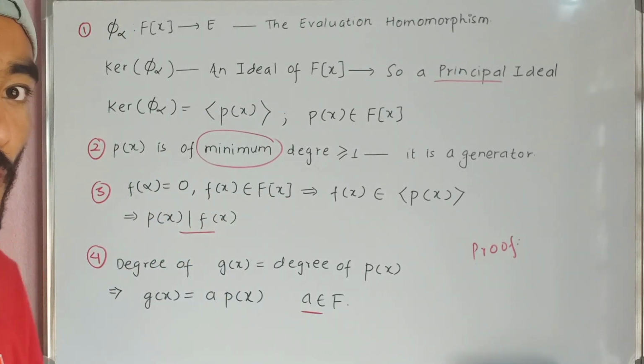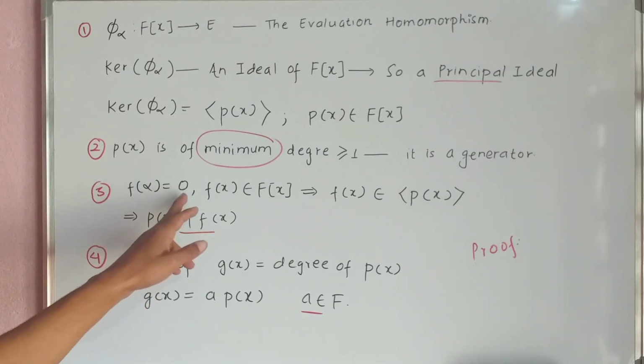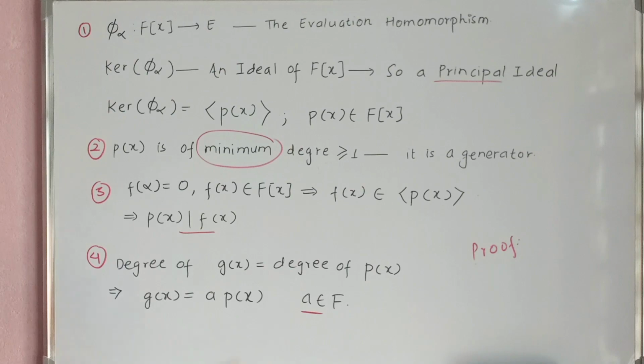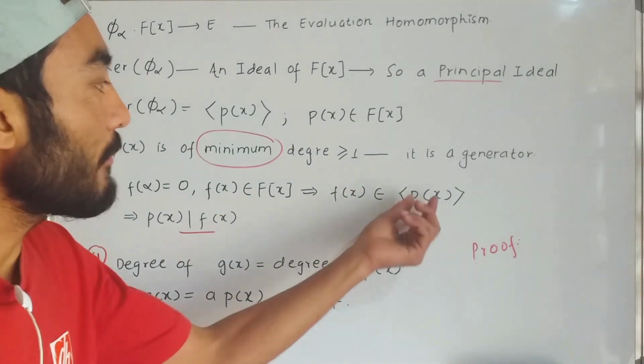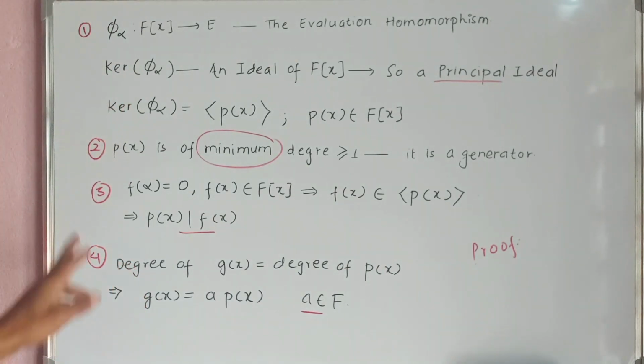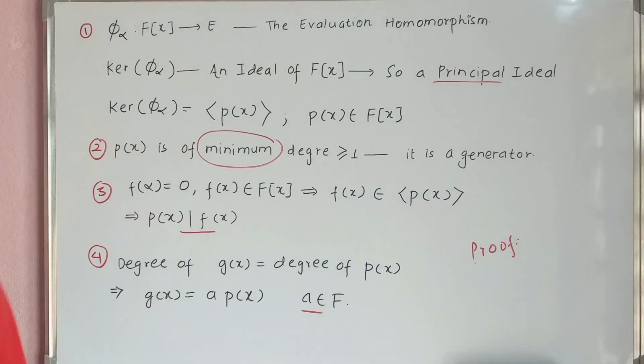Third, we have f(alpha) equals 0 for some f(x) in F[x]. That means the polynomial f(x) is any polynomial in F[x] with zero alpha. Then f(alpha) equals 0, and 0 is the identity element, so f(x) must belong to the kernel of phi alpha. So f(x) belongs to the ideal generated by p(x), so the polynomial p(x) must divide f(x). This also shows that p(x) is of minimum degree with zero alpha, because for any polynomial f(x) with zero alpha, p(x) divides f(x). So p(x) must be of minimum degree with zero alpha.